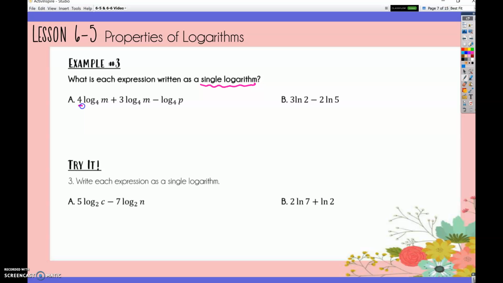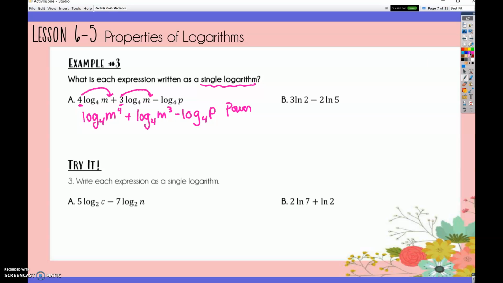What I notice here first is I have a number out front. Remember, by the power property, we can bring those up as an exponent. So this one would be log base 4 of m to the 4th plus log base 4 of m to the 3rd. And this one doesn't have a coefficient out front, so I'll just leave it.